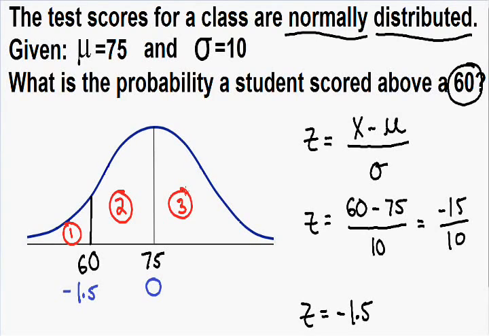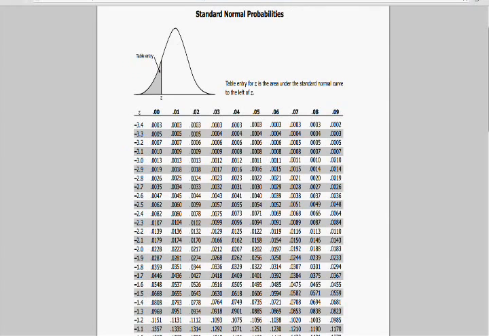So now we're going to find the area of these three sections, and we're going to use our z-values to help us with that. So the first thing we're going to do is find the area to the left of our z-value of negative 1.5. In order to do this, we need to use our z-table. So let me show you what a z-table looks like.